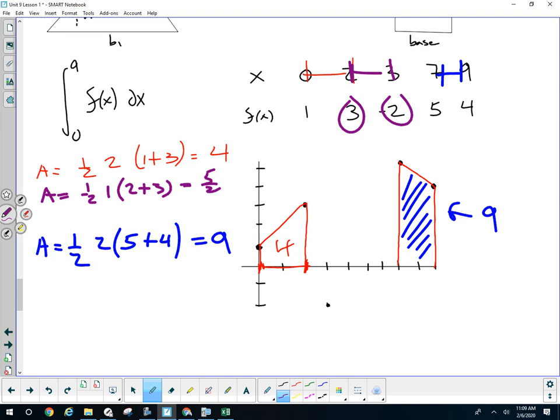And then from 3 to 7, I'll do this one in green. From 3 to 7, don't draw it. It might be confusing. Just use the formula. Base length is 4. The heights are 2 and 5. Sorry, -2 and 5.